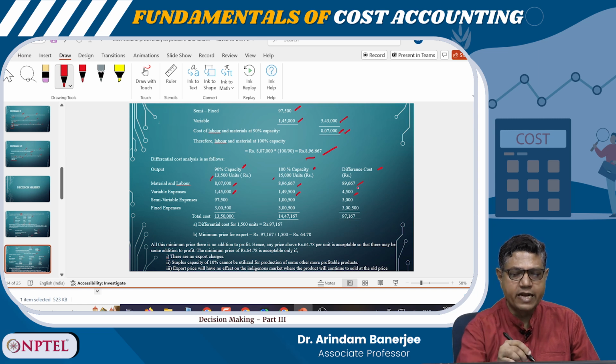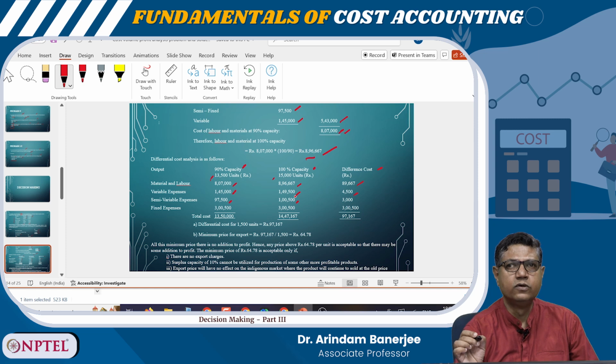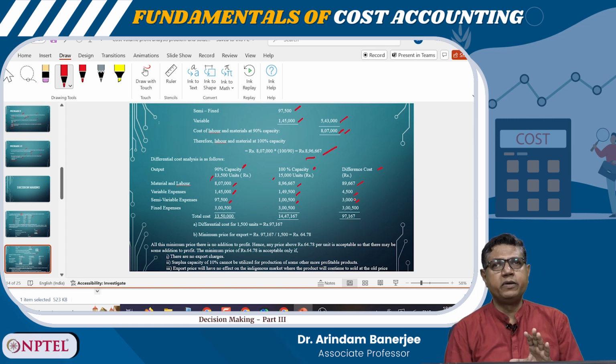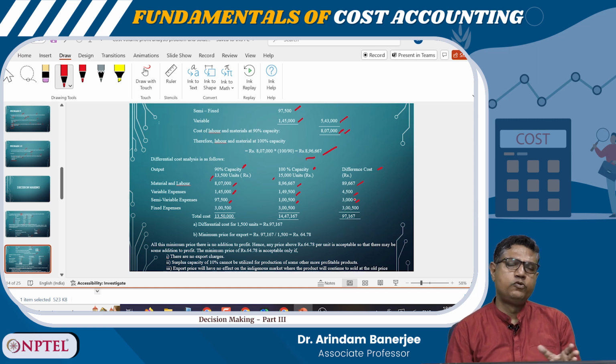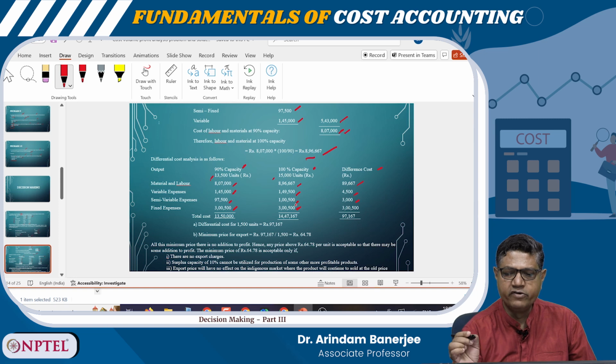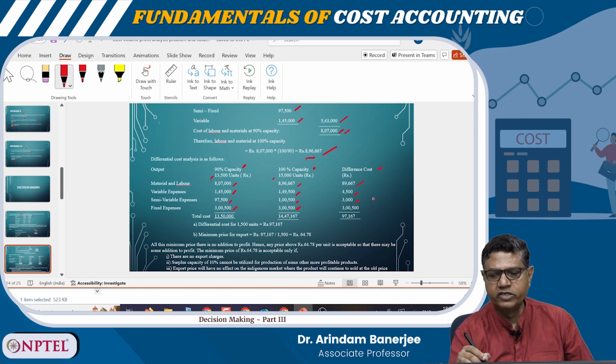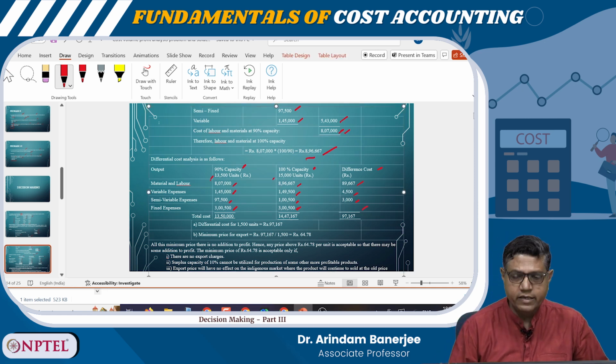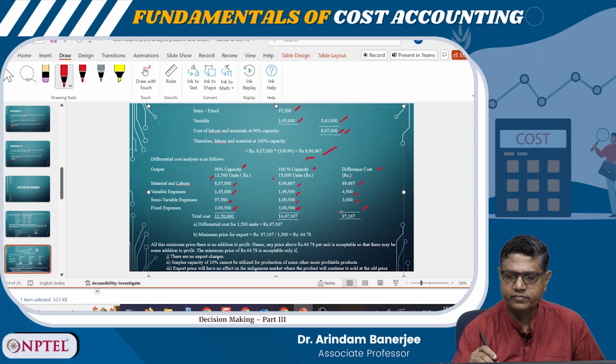Semi variable expense for 90% is 97,500, and at 100% capacity it is 1,05,000. So, the difference is 3,000. For fixed expenses, this will not change. The fixed expenses will remain the same up to 100% capacity. So, fixed expenses I am taking 3,05,000 here and 3,05,000 here. So, the differential cost here will be 0.